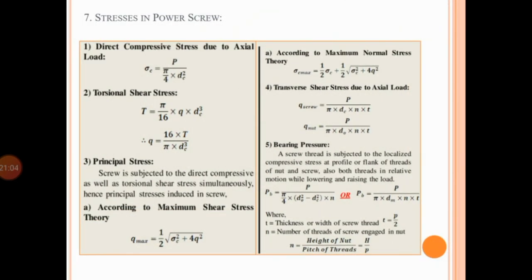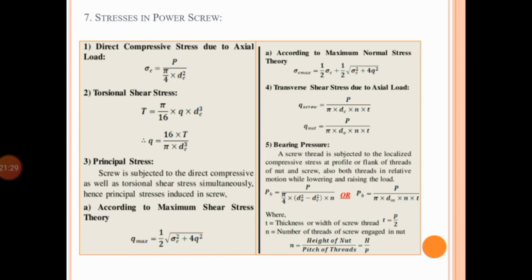Then the last part that we are going to discuss here is the types of stress. Of course, due to direct load, the first type of stress is direct compressive stress, that is P upon cross-sectional area. Secondly, our power screw is also transmitting torque, so definitely torsional shear stress is also there. So torsional shear stress is equal to 16 into T upon pi dc cube.